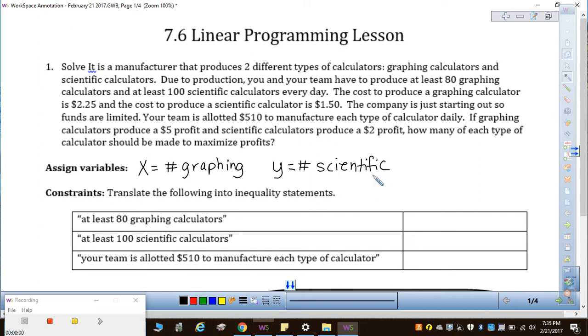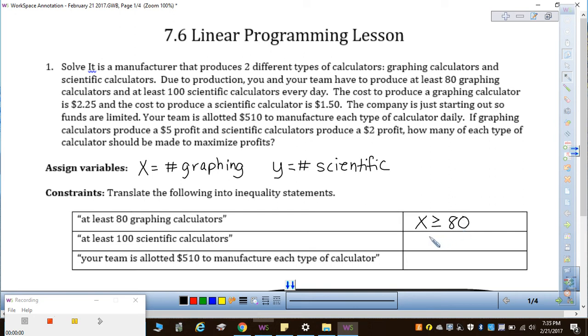The next thing we'll do in this process is write out our constraints. Constraints are some limitations that we have in the problem. We'll always write constraints out as inequality statements. We'll look at this first phrase, at least 80 graphing calculators must be produced every day. If x is the number of graphing calculators, we can write this as an inequality. X must be greater than or equal to 80.